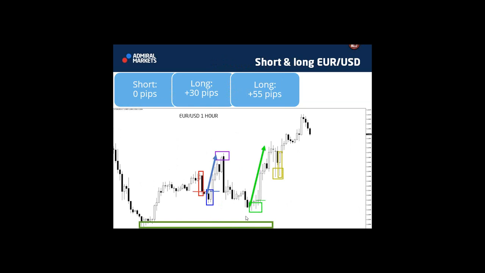So if you look at the candles that occurred in this piece to the upside, let's take a look at the trades that I took this week on the US dollar, and let's take a look at the candles themselves to understand why I did that.